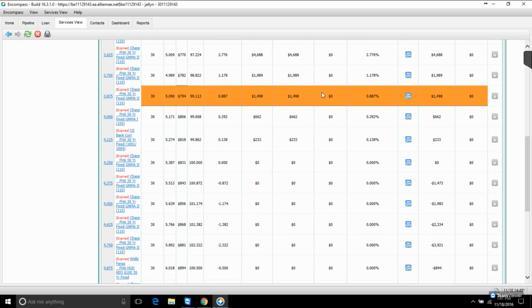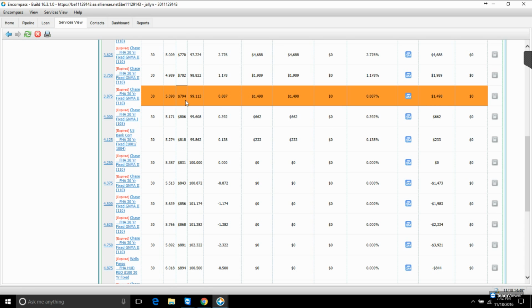Now, this is highlighted in orange because this is the rate that's in Encompass, not because that's the maximum rate that they qualify for, or the best rate for your borrower. That's just because of what's in Encompass. It's saying this is the rate you had selected, because that's what was in Encompass and carried over.